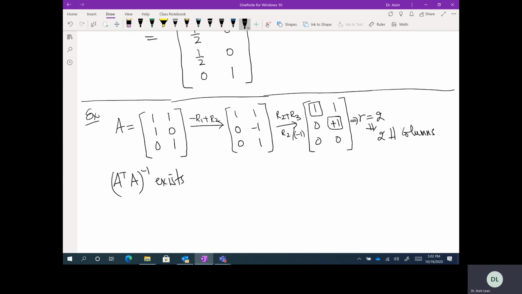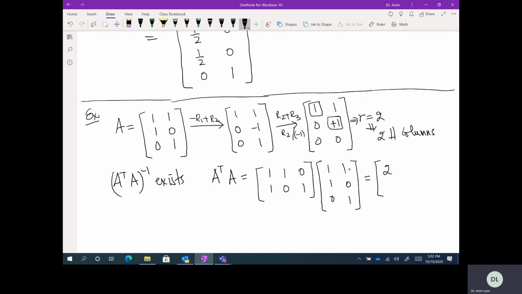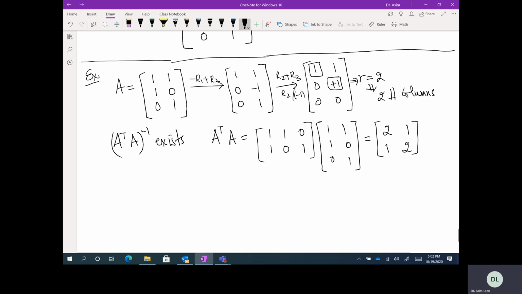If A transpose A inverse exists, so what is A transpose A? So A transpose A is simply equal to, the transpose of this one is 1 1 1 0 0 1, and this one is 1 1 0 1 0 1, which is equal to, so 1 plus 1 is 2, 1 here, symmetric matrix, 1 here, and then 1 plus 1, 2 over here. Okay.